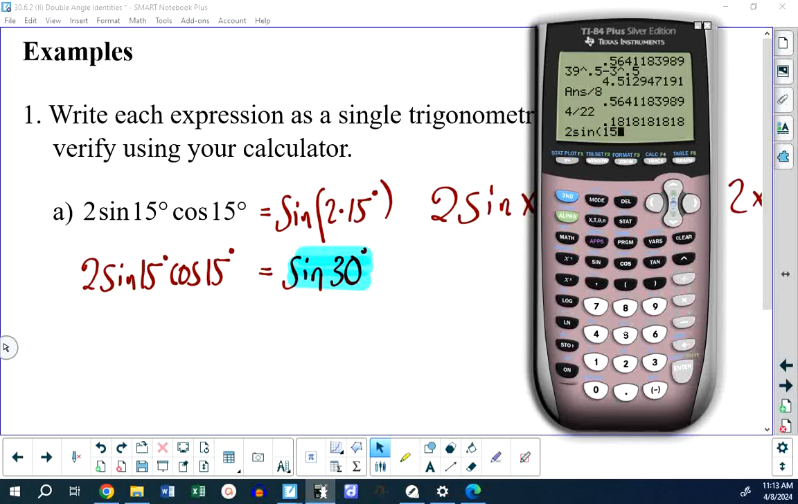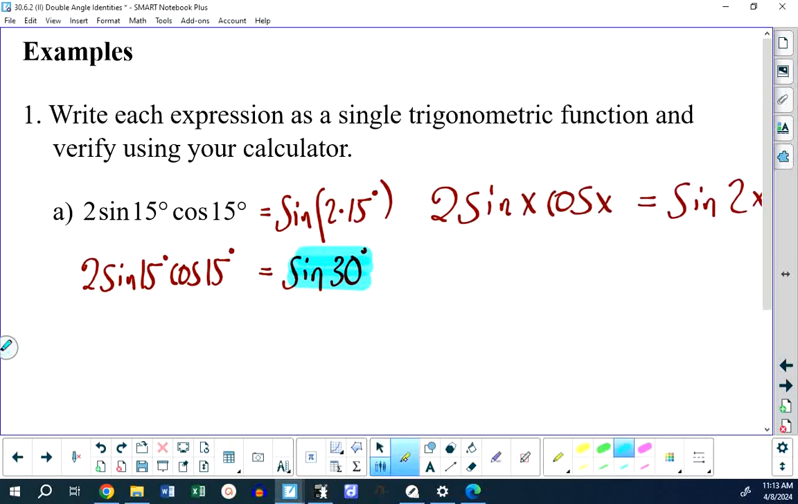2 sine 15 degrees, cosine 15 degrees. Make sure you're in degree mode. I am. You get 0.5. So we've checked that box. We've verified it. But the curious thing I want to point out to you is that sine of 15 is not a rational number. You cannot convert this to a fraction. It's an irrational number. And cosine of 15 degrees as well is an irrational number. So even though each of these little pieces is irrational, when you multiply them together, you get a rational number.